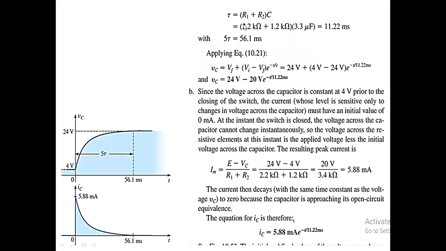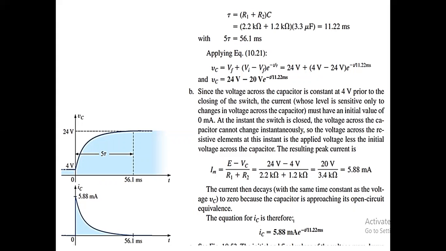So what would happen? First of all, we have to find the time constant. We have two resistors in series, so R1 plus R2 times C. Now this is 11.22. For the 5 tau, we have 5 multiplied by 11.22, which gives 56.1 milliseconds. Now, using the initial value formula, Vc is equal to Vf plus (Vi minus Vf) e raised to power minus t by tau.